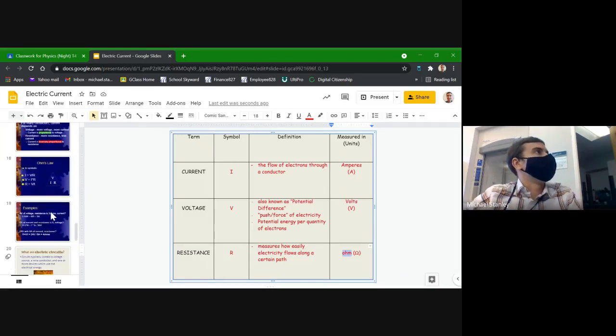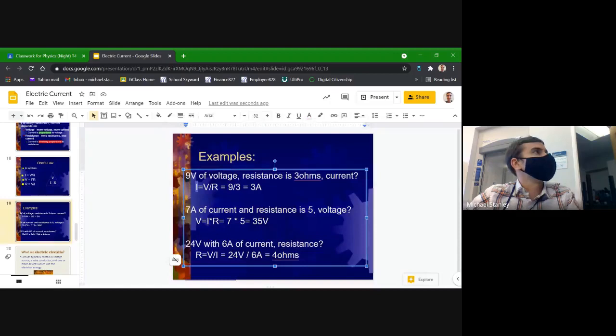So if you ever do a problem where you're looking for current, it'll be measured in amps. If you're looking for voltage, it'll be measured in volts. And if you're looking for resistance, it'll be measured in ohms.